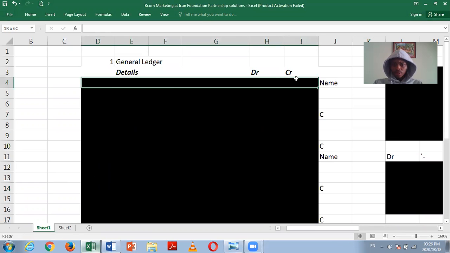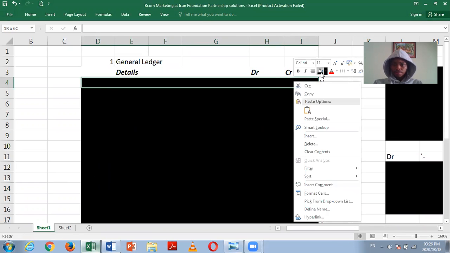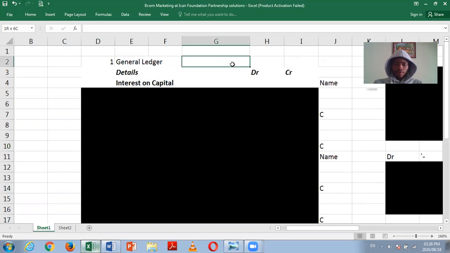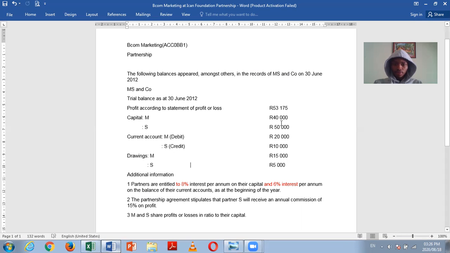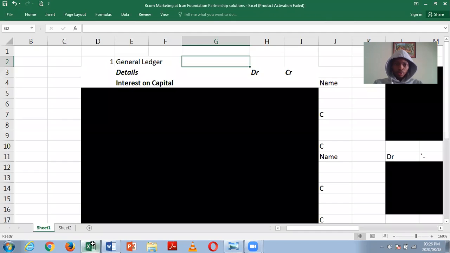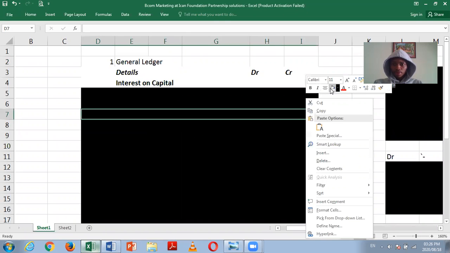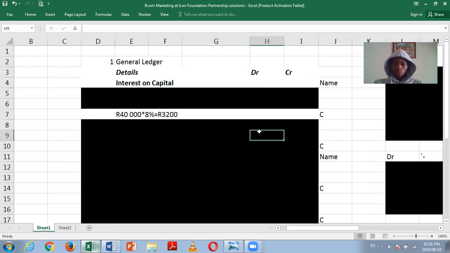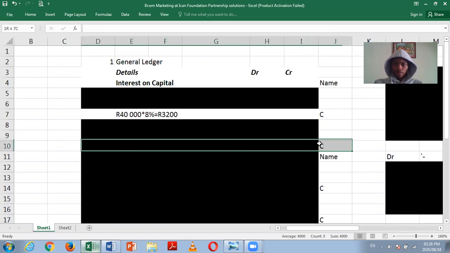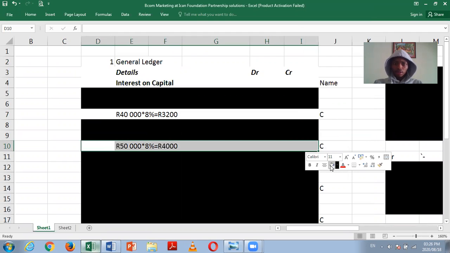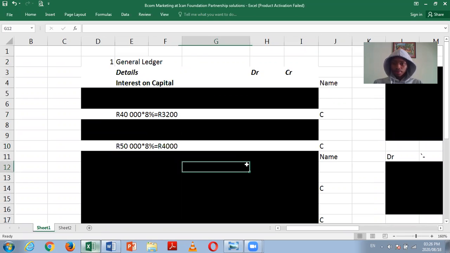And then the first transaction, we're going to deal with interest on capital, right? So remember the capital account for M, it was how much? 40,000, right? And then for S, it's 50,000. And then remember the percent, it's 8%, right? So, okay, we're going to say for M, 40,000 multiplied by 8%, you get 3,200. And then for S, you're going to say 50,000 multiplied by 8%, then you get how much? 4,000, right?